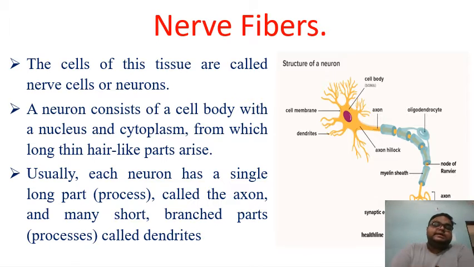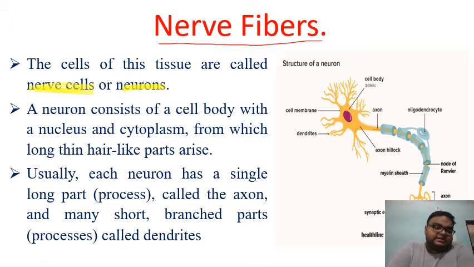So, students, these are basically the nerve fibers. The cells of the nervous tissue or the nerve fiber are called nerve cells. I will highlight it. It is called a nerve cell, or alternatively, we call it a neuron.